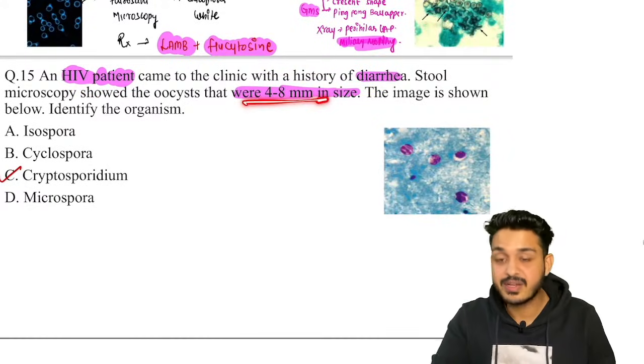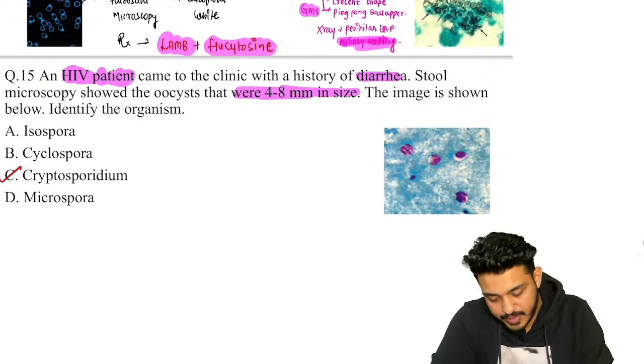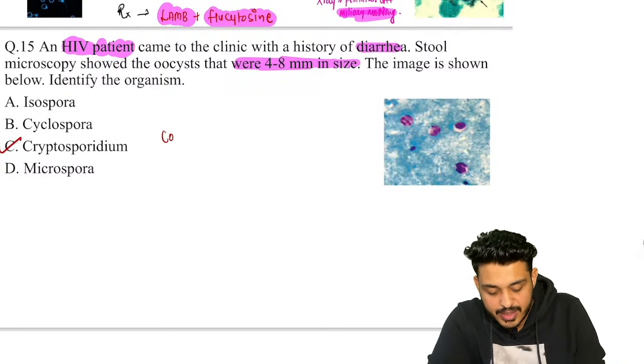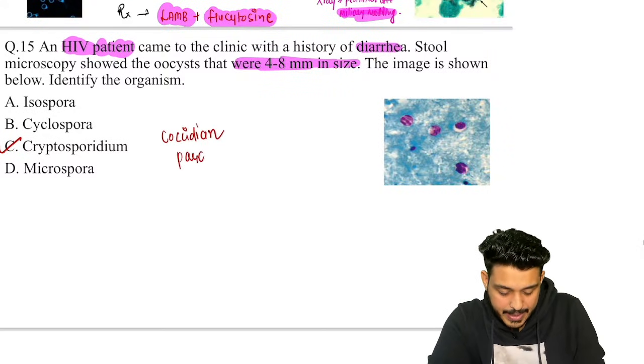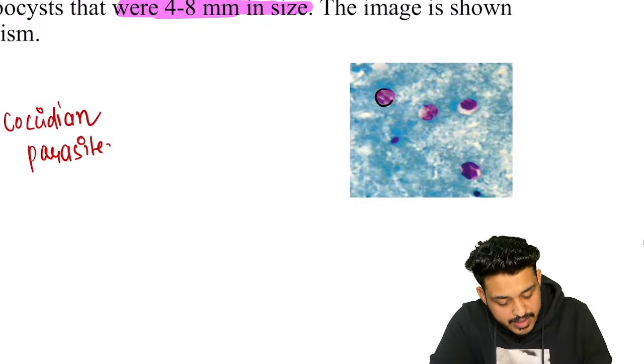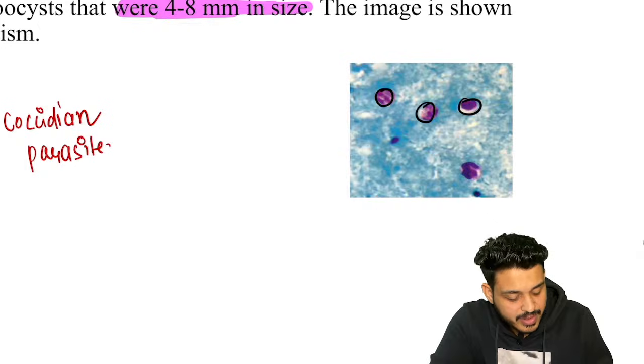The size given is 4 to 8 micron. You have to remember that in crypto, these three things are known as what? These are together known as coccidian parasites, beta. Coccidian parasites. And for these coccidian parasites, you have to remember the shape.